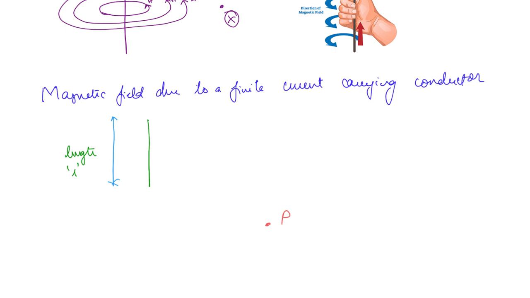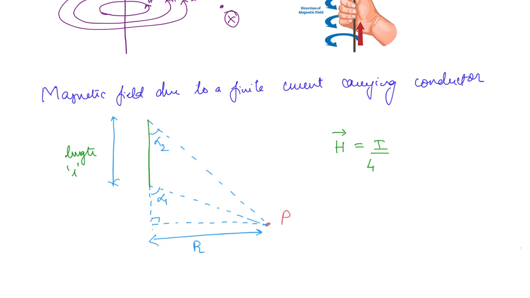So what do we do? First you can just join these two ends to the point P, okay. So now let us say this angle is alpha 1 and this angle is alpha 2, and if you draw a perpendicular onto this line from P, this is a perpendicular line, then this is the distance R, okay. So if these are the dimensions, then you're going to get the H bar. This is going to be I by 4 pi R (cos alpha 2 minus cos alpha 1).